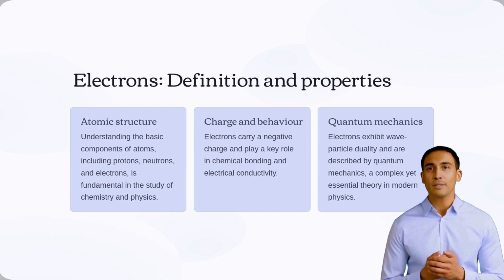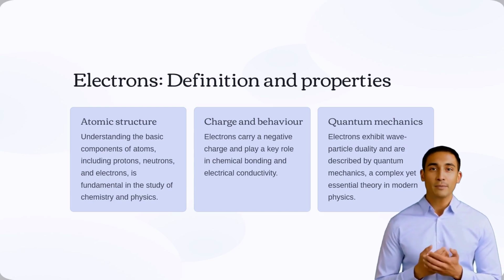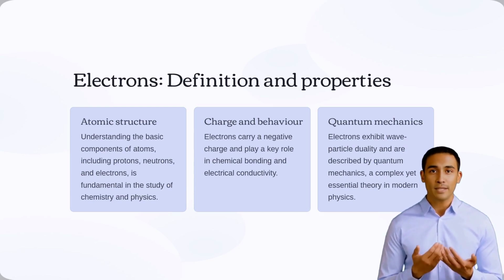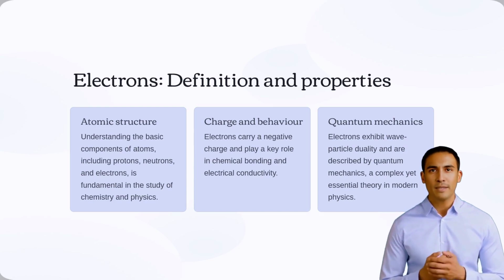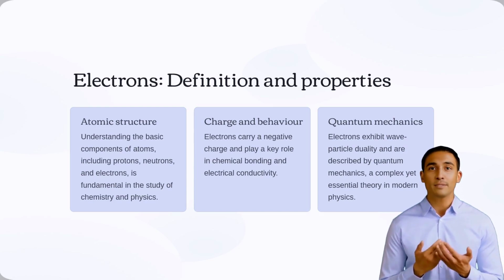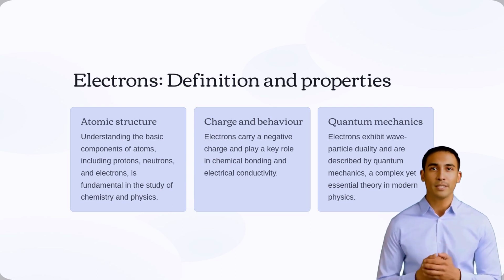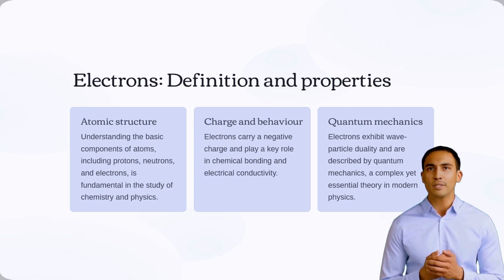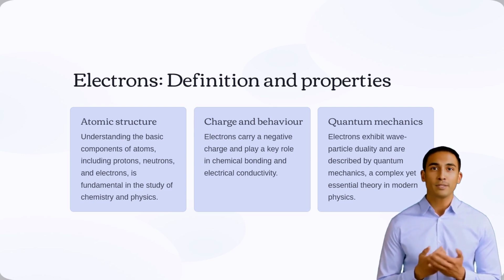Electrons have an important place in atoms and are an important part of chemistry and physics. Electrons have a negative charge, and this charge is responsible for chemical bonding and electrical conductivity. They also have a more mysterious role, as they are subject to wave-particle duality and are understood only by theories of quantum mechanics. Without electrons, our ideas and thinking about the world would be very different.